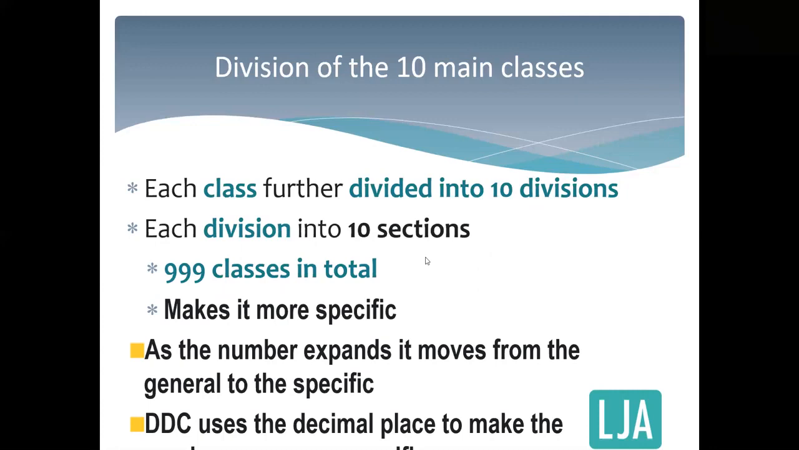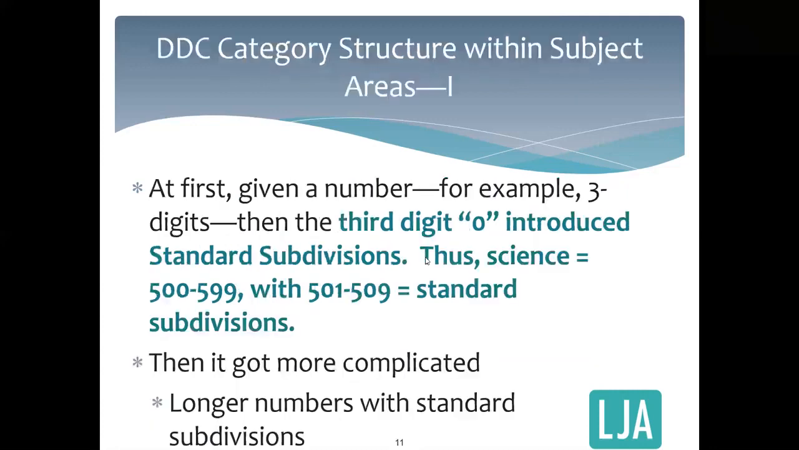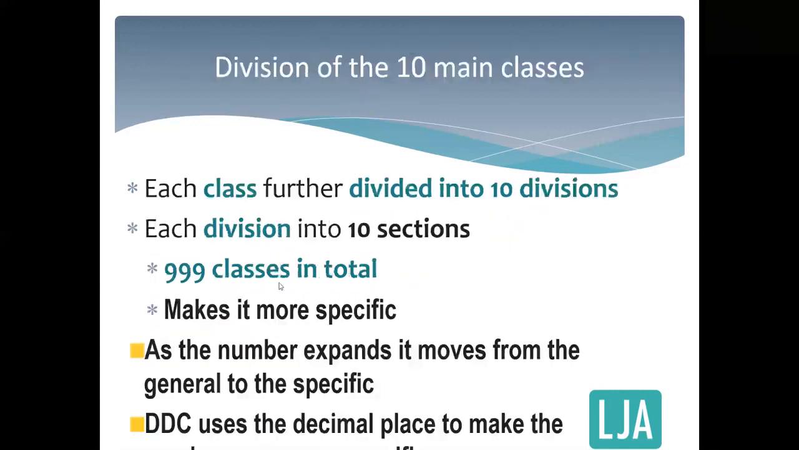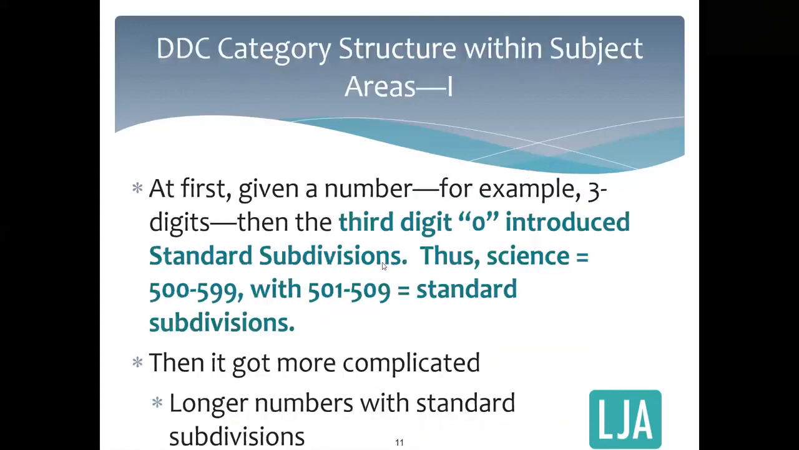So of course we have 10 main classes, and then what happens? It is kind of like metric, right? 10 classes, so metric's 10 everything. We have 10 classes, and then from those 10 main classes, we divide into 10 divisions, and then we divide into 10 sections, and that gives us a total of 999 classes. We look to see how we can make it more specific, and we do define it going down. So it's very much a hierarchy. This is the first structure in terms of how we think about it.